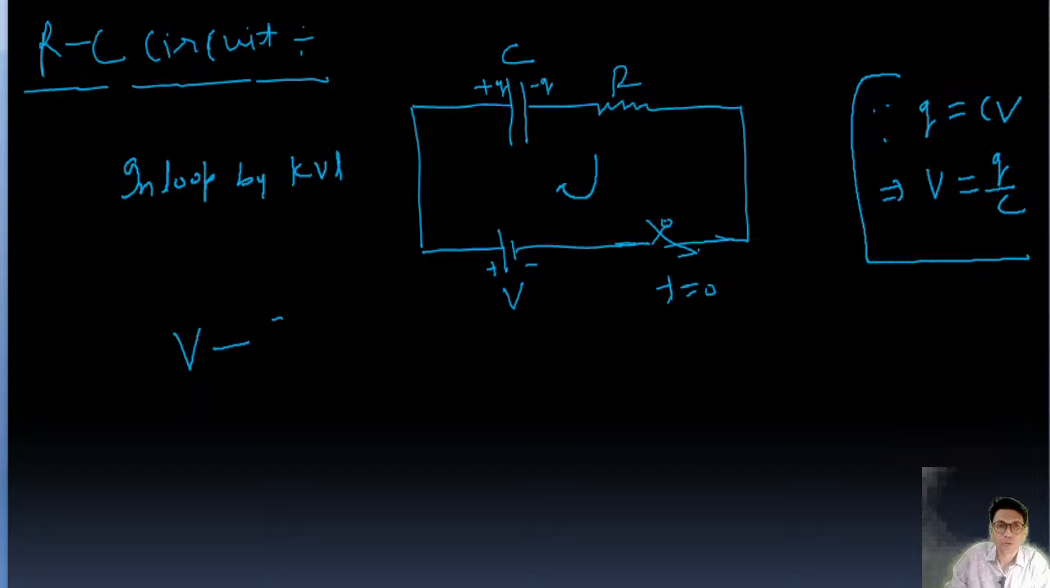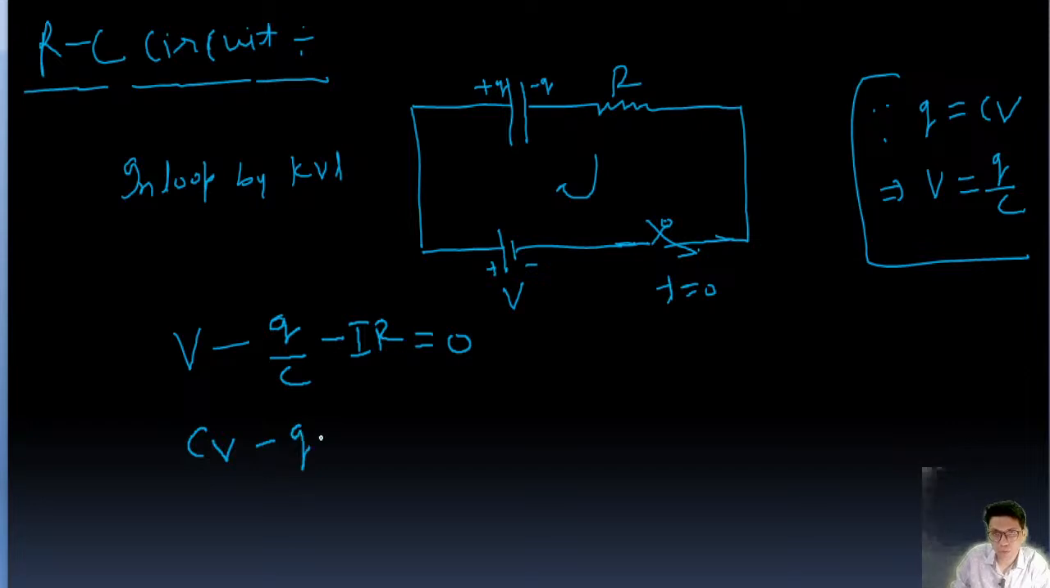So here we can write, this is a capacitor of capacitance C with charge Q. So from here, the voltage V is going to be Q upon C, minus IR equal to 0. So from here we can write CV equal to Q minus IRC equal to 0, right?